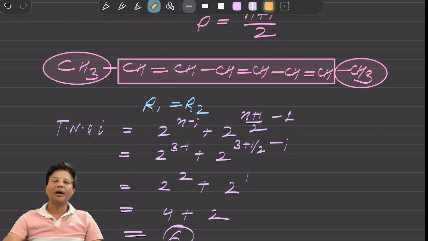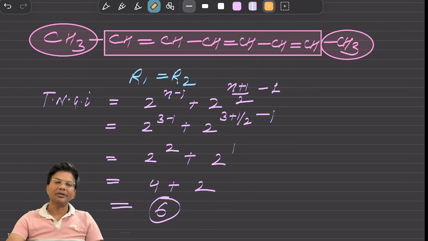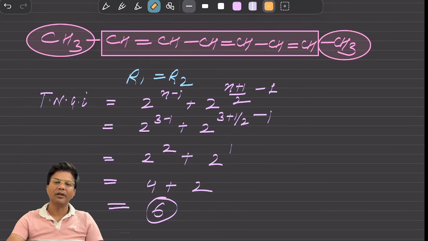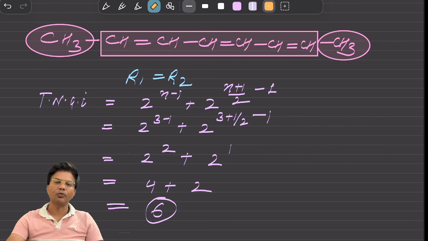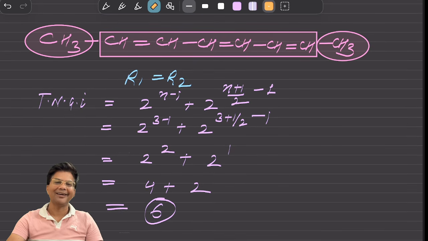Now see, apply the formula. R1 is equal to R2. It's very clearly given over there. Total number of GI is equal to 2 raised to power n minus 1 plus 2 raised to power n plus 1 by 2 minus 1. So 3 plus 1 divided whole by 2. 3 plus 1, that is 4. 4 by 2 is 2. 2 minus 1 is 1. 2 raised to power 1 is 2. 2 to the power 2 is 4. 4 plus 2 is 6.